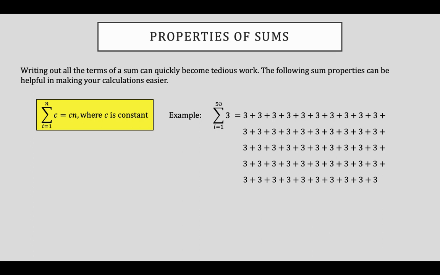Or we can simplify this expression by using this property. The sum from i equals 1 to n of c is equal to c times n. We take the constant and we multiply it by n, the number of terms that we are adding together. In this case, we end up with 3 times 50, which is equal to 150. So, as you can tell, it is much easier to evaluate our sum using this property rather than writing out all of the terms of the series. And using this property is probably even faster than plugging this into your calculator.